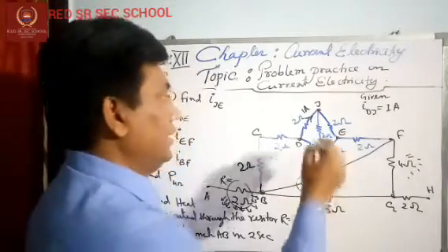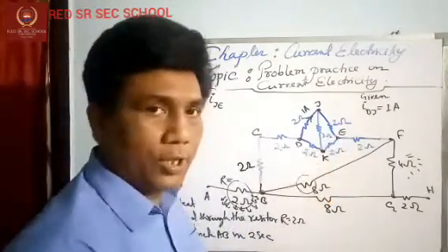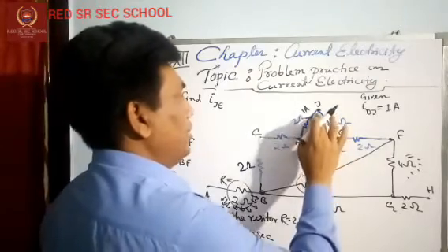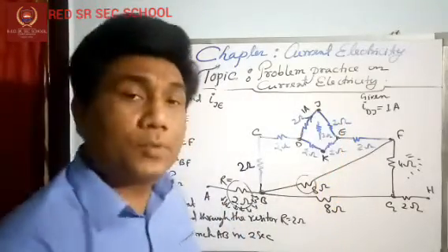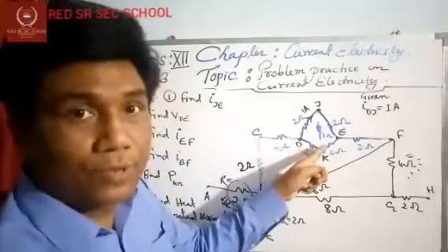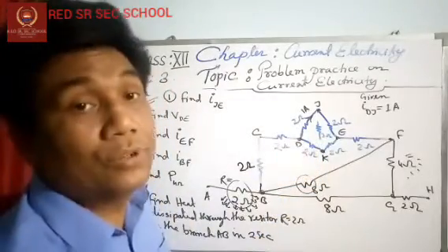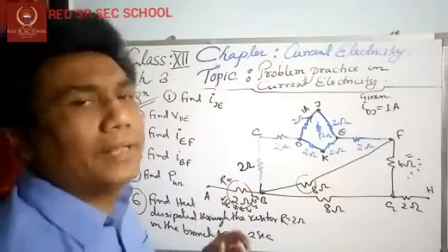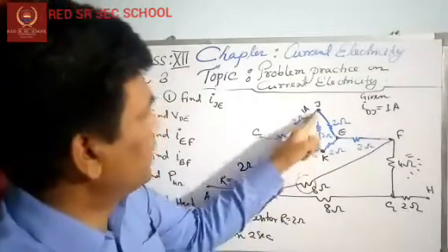It means J and K will be at the same potential, so no current will be flowing through 3 ohm. Balanced Wheatstone-Bridge principle. And that can also be a question for you. What is the current through 3 ohm? Answer is 0. I have not asked till now, but that may be asked. So what is the current through 3 ohm?